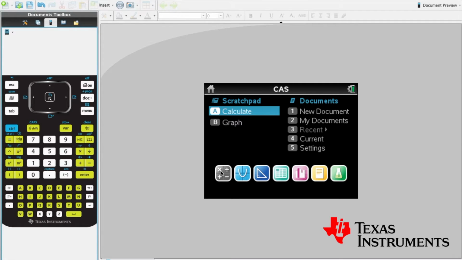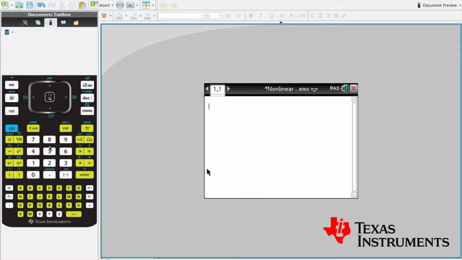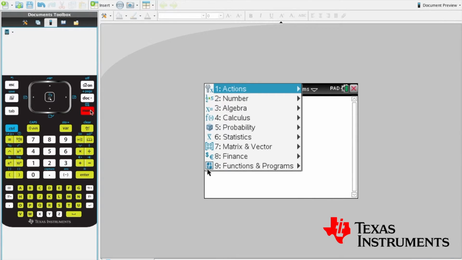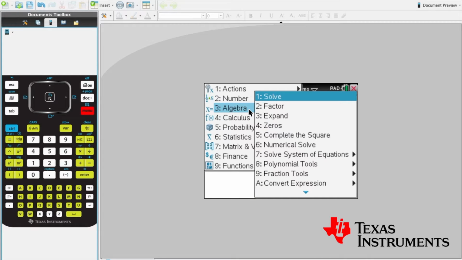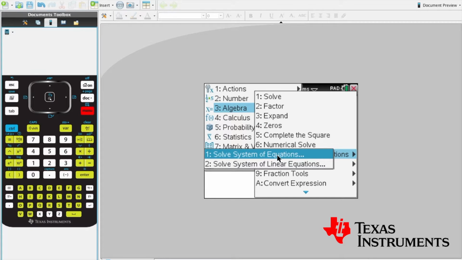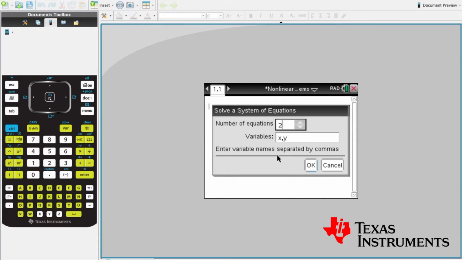So we'll begin here by going to our calculator, and from the scratchpad screen, we'll go ahead and type in our first problem. We'll access the menu, then go to algebra, and from algebra we'll go to solve systems of equations. We're going to choose to solve a system of equations instead of solve system of linear equations because we know that we are dealing with nonlinear systems. So we're going to choose this first option. We have two equations. Our variables are x and y, so we'll go ahead and click OK.